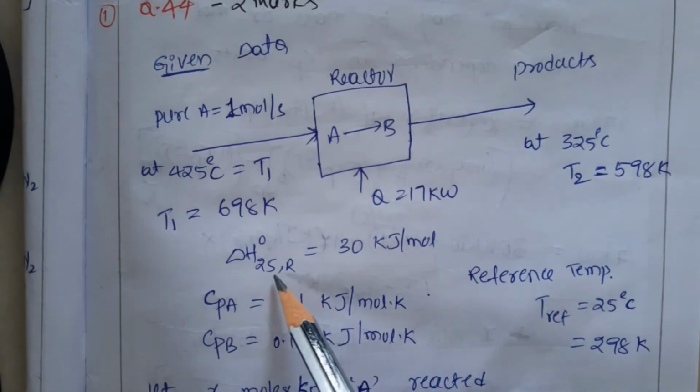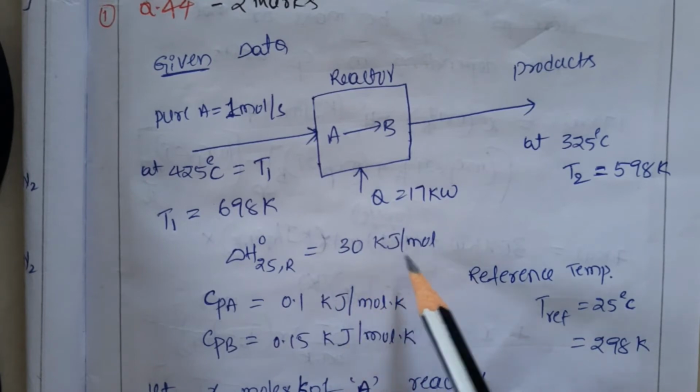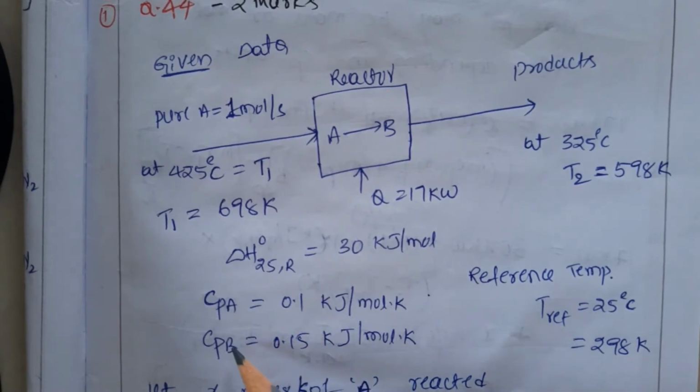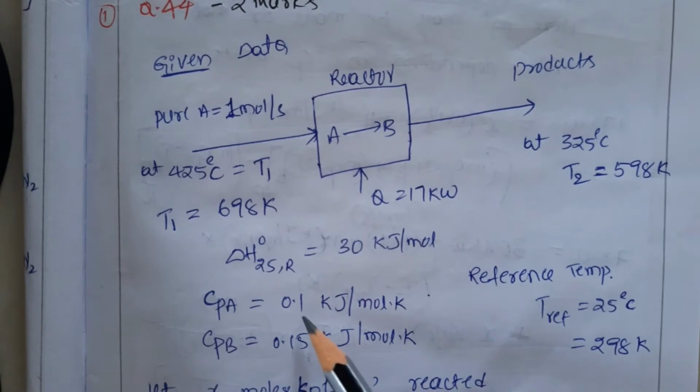The heat of reaction at the reference temperature is 30 kilojoule per mole. The reference temperature is 25 degrees centigrade, which in terms of Kelvin is 298 Kelvin, and also given are Cp of A and Cp of B: 0.1 kilojoule per mole Kelvin and 0.15 kilojoule per mole Kelvin. They ask us to calculate what is the B leaving from the reactor.